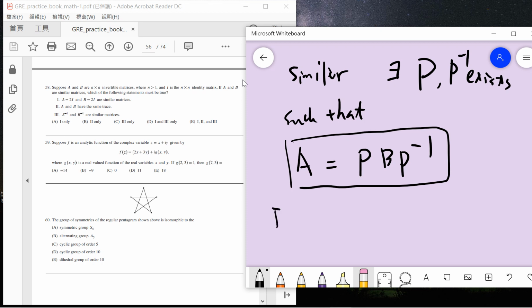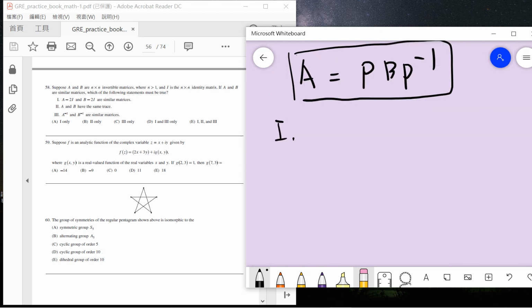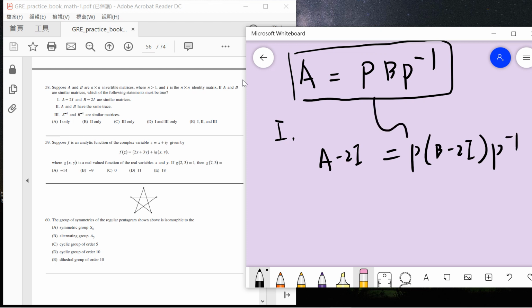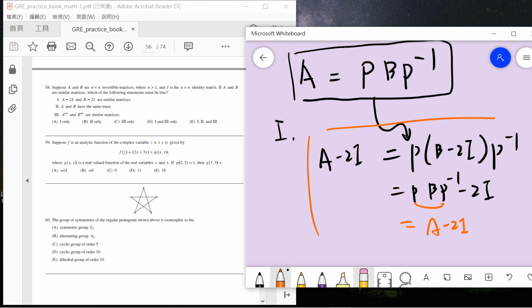Okay, so the first one, A minus 2I and B minus 2I are similar. This is easy. You can see that if I multiply by the same P into this, then this is P inverse B P, which is 2I minus 2I, because P and P inverse cancel with the identity. And this is A. So the equality holds. So the first one is correct.